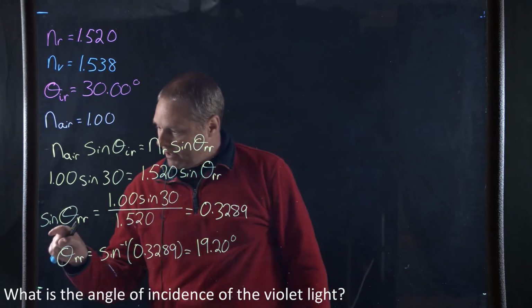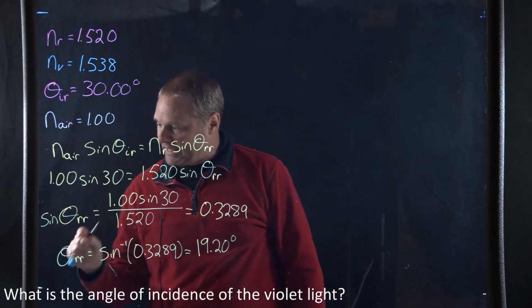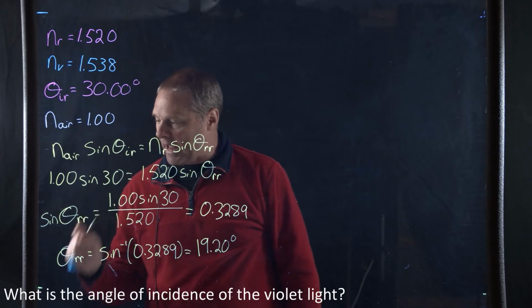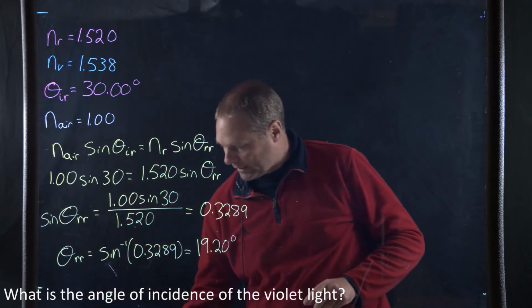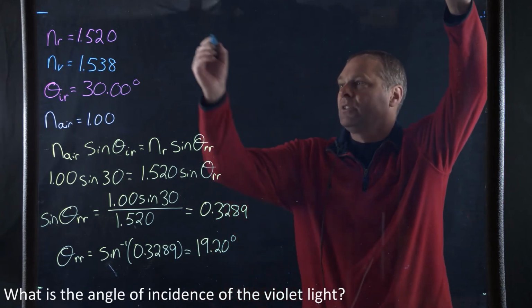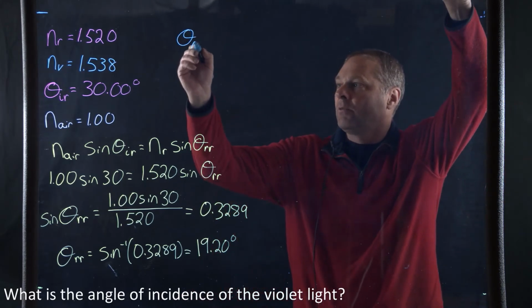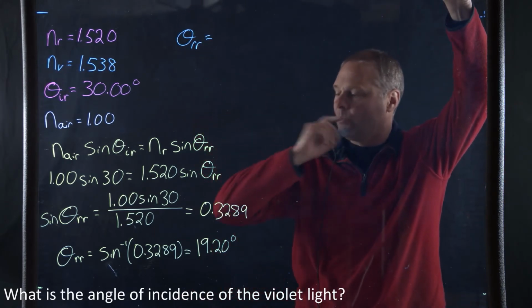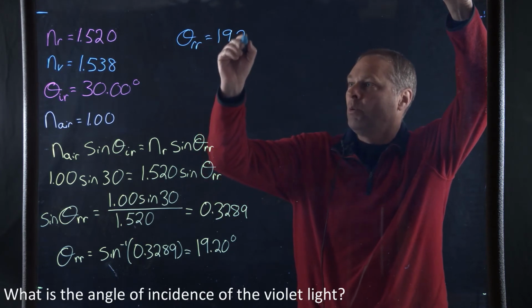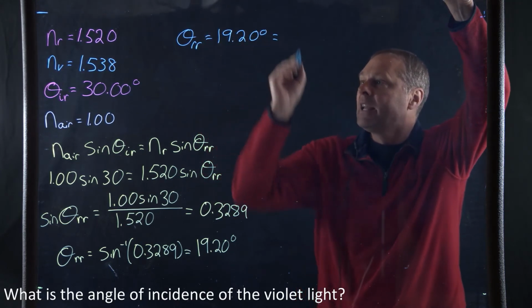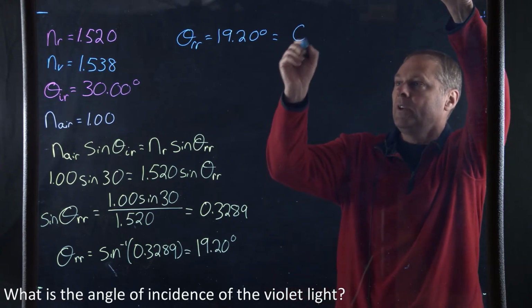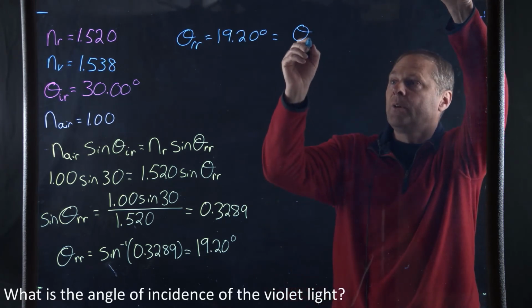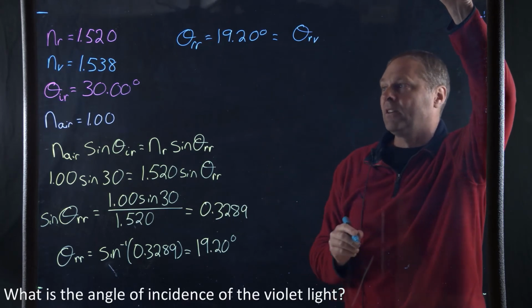All right. Now, per the instructions, both colors exit the glass at the same angle of refraction. What that means is that the angle of red light refracted, which is equal to 19.20 degrees, is going to be equal to the angle of the refracted violet light.